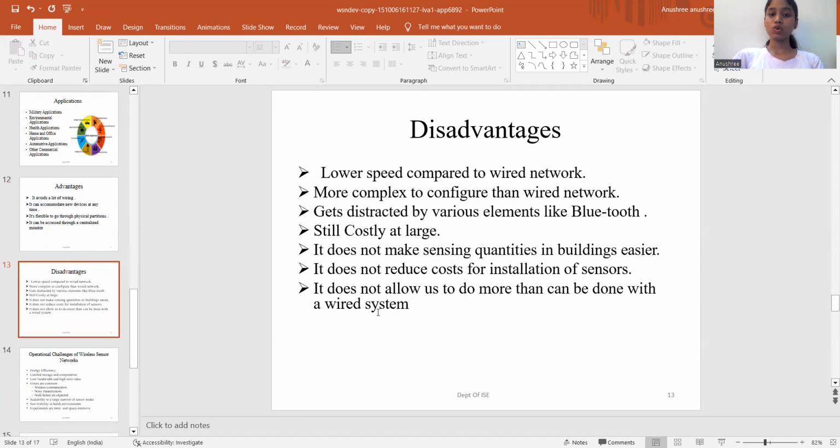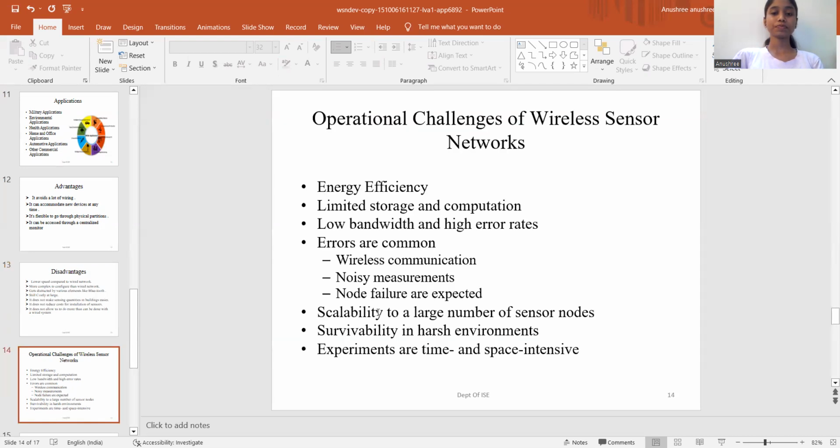Disadvantages are: it is lower in speed compared to a wired network, more complex to configure than a wired network, gets distracted by various elements like Bluetooth, and is still costly at large. It does not make sensing quantities in buildings easier. It does not reduce the cost of installation of sensors. It does not allow us to do more than can be done with a wired system.